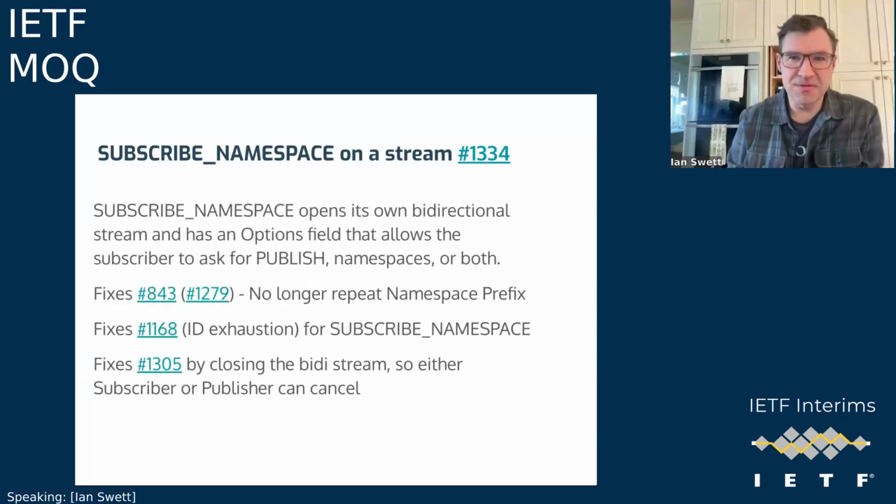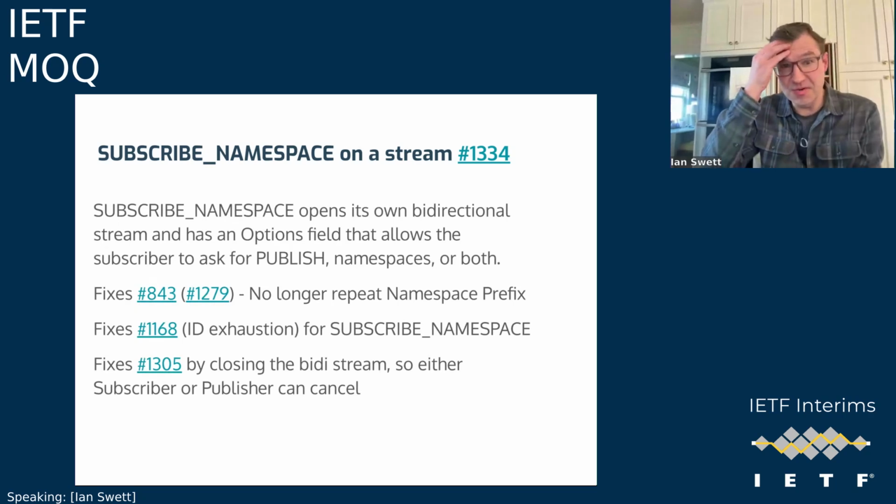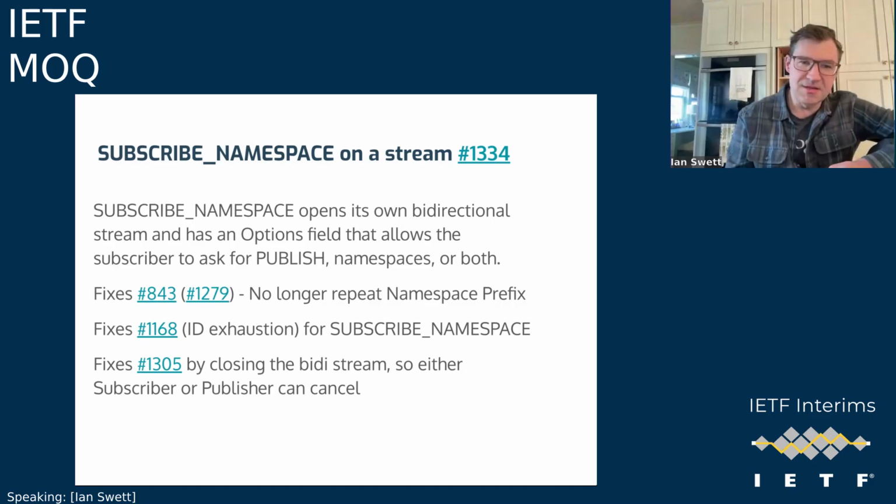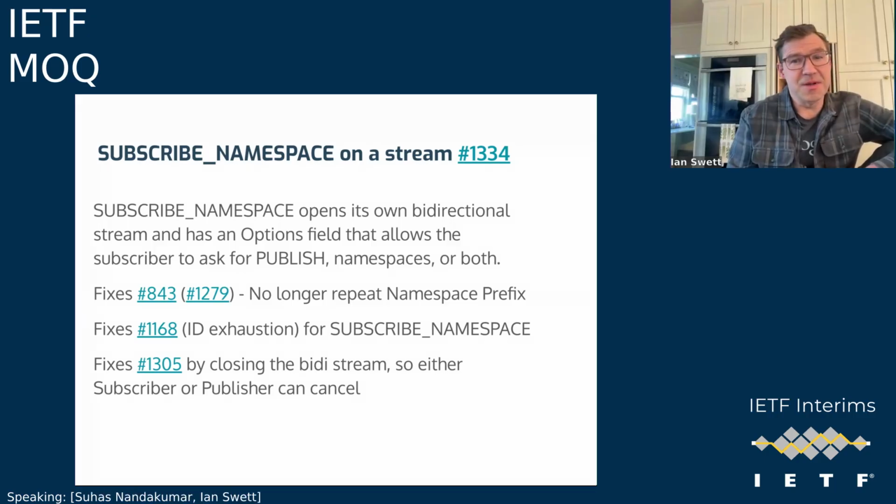Okay, I'm going to go back to 1334, which is subscribe namespace. I'm putting it on a stream. So in this PR, subscribe namespace opens its own bidirectional stream and has an option field that allows the subscriber to ask for publish, namespaces, or both. So this is fixing a few issues that we've discussed over time. The original motivation was actually the 1168 one, the ID exhaustion problem, where right now you can do a subscribe namespace and blow through every single request ID you've been allocated in no time flat. That creates its own problems. But it also fixes this issue where today you can't ask for only publish or only namespaces.